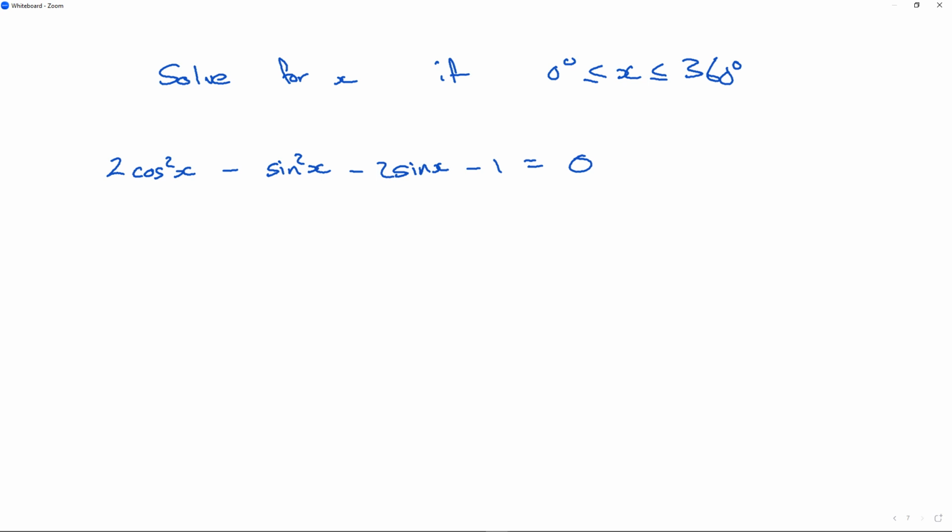Think about algebraic expressions, factorization, and methods of that. Also, we've got sine, sine, and then cosine, so maybe we can change that up. We know that sine squared plus cos squared is equal to 1, so cos squared can be replaced with 1 minus sine squared, and I can change that over there.